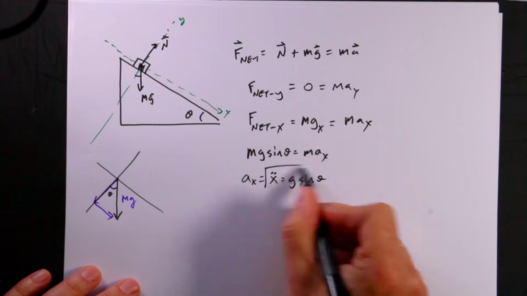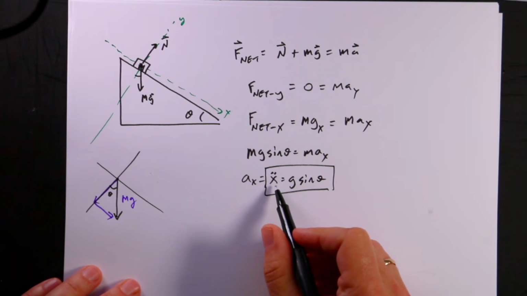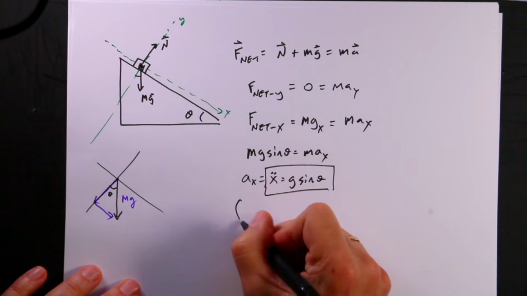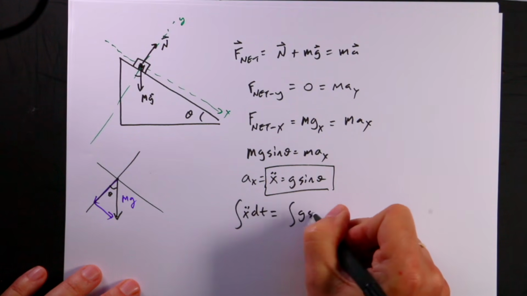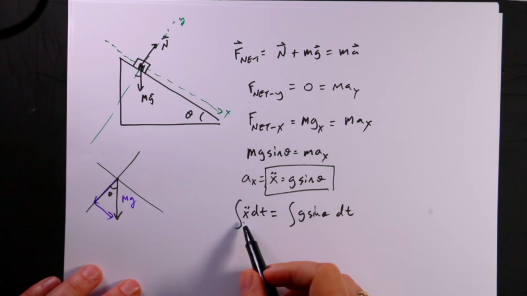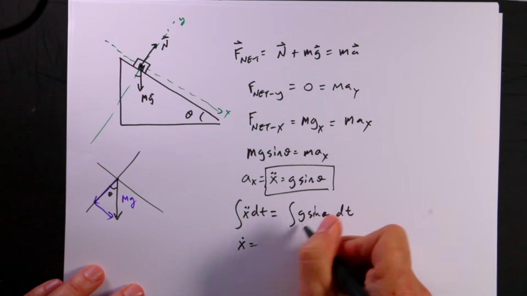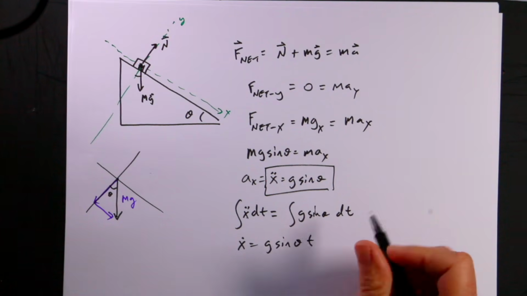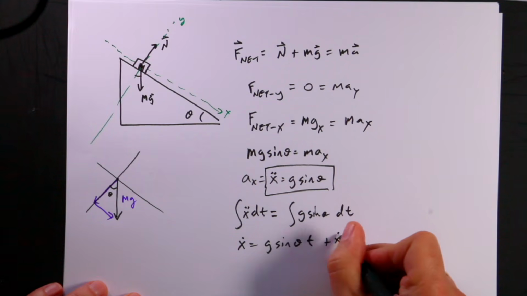Okay, so really we're done right here, but I'm going to finish anyway. So let's just say, how would I solve for x as a function of time? Well, I can integrate both sides with respect to time. So I get this. And this stuff's all constant, okay? And the integral of x double dot with respect to time gives me x dot. And then this is going to give me g sine theta t plus a constant. So the constant is at t equals 0, x dot should be 0. So this is going to be plus x dot 0.